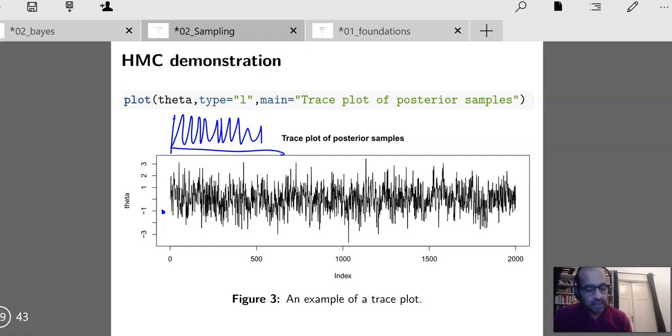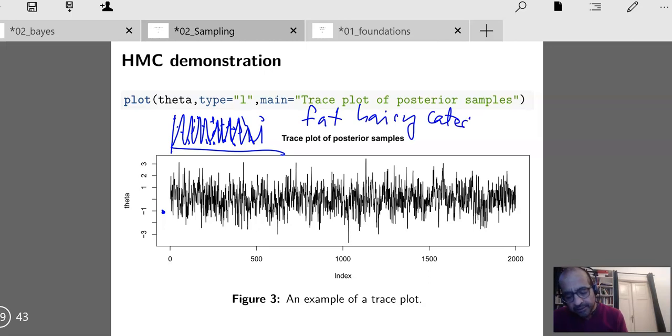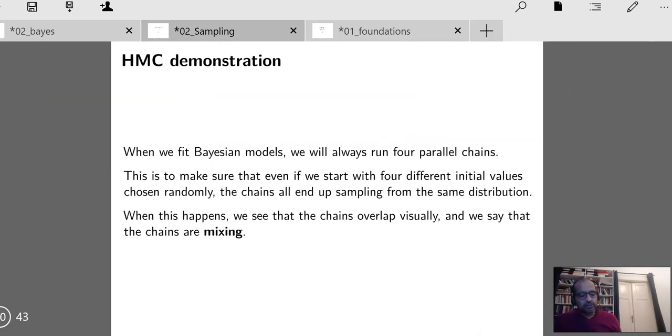So if you have multiple chains that are overlapping with each other, we will often say that we have fat, hairy caterpillars, right? When we see the chains overlapping, we call them fat, hairy caterpillars, and that's actually a sign that the chains are mixing nicely. That's the vocabulary that is used. And what that means is that no matter where you start from in each chain, you end up sampling from roughly the same space, right? So that's what we say when we say that the chains are mixing nicely.